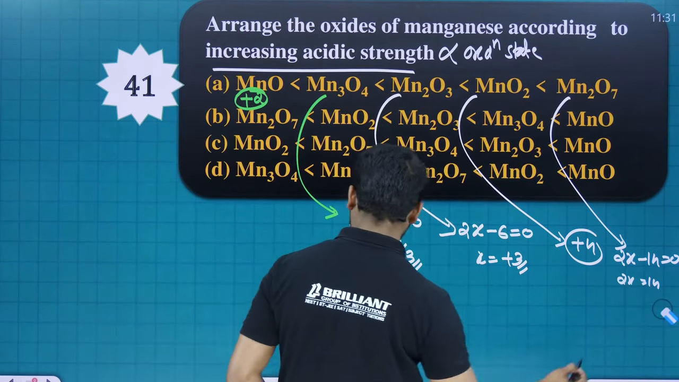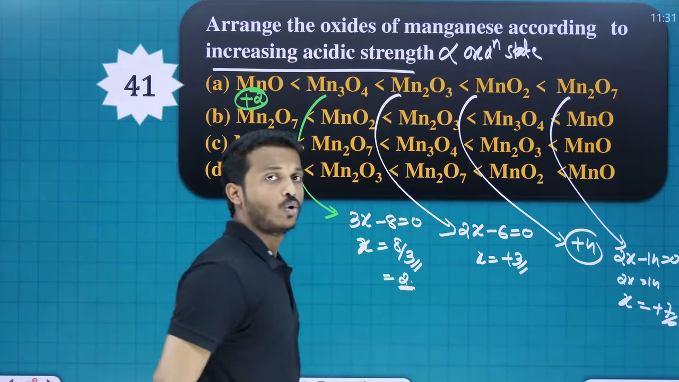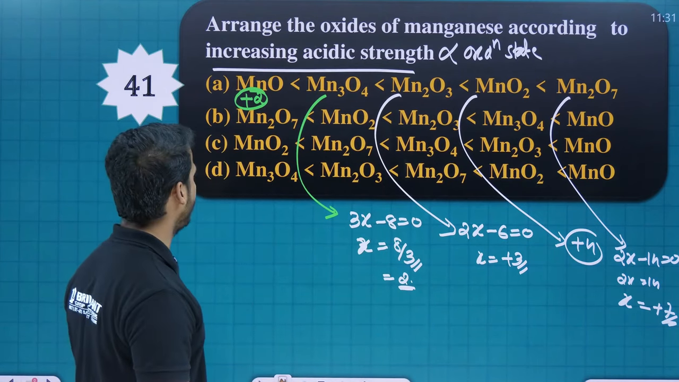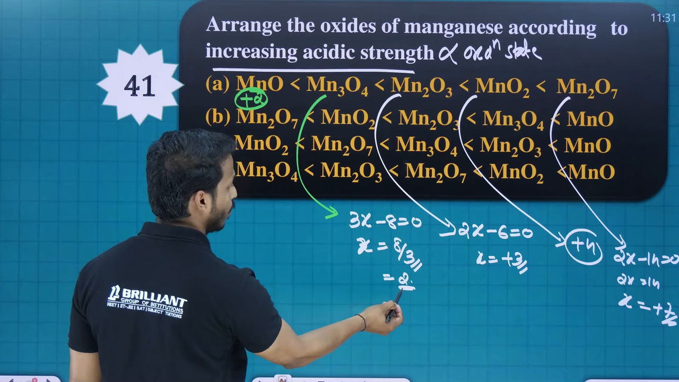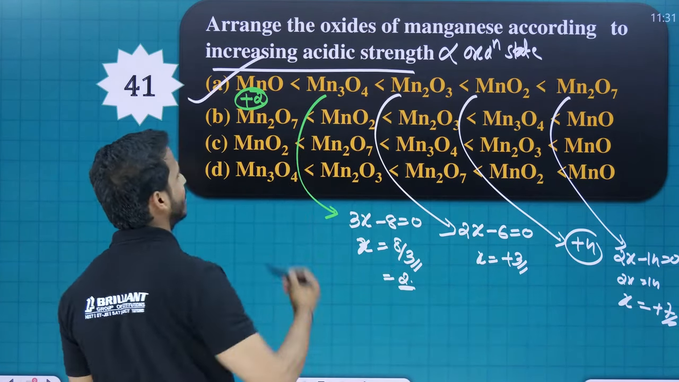Sorry, 7, right? So 2x equal to 14. So x equal to what? Plus 7. So greater the oxidation state, greater the acidic strength. So which one having greatest? Here plus 2, here more than 2, here 3, here 4, here 7. So same order, right? Option A is the correct.